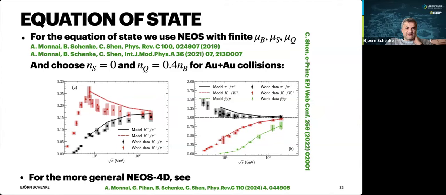I just wanted to mention that for a more general equation of state that doesn't have these two constraints, but really is 4-dimensional in temperature and these 3 densities, we have a new paper on that as well. But for here, we fixed these.